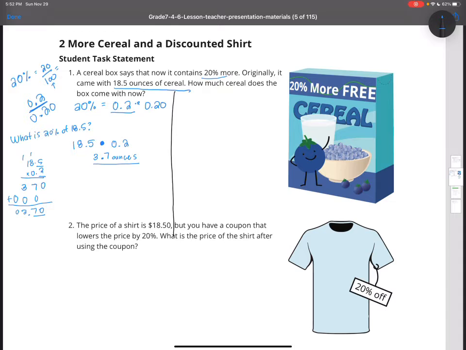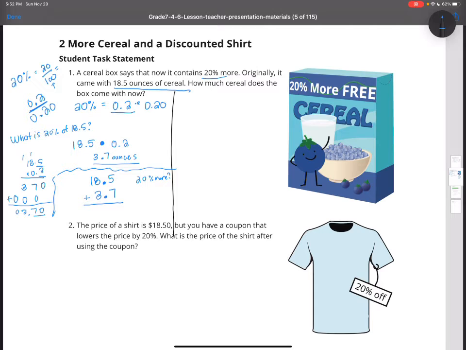If you guess, I need to add 18 and 5/10 plus 3.7. You are absolutely correct. And I'm going to draw squiggly lines to separate it because I need to figure out, well, what's 20% more?